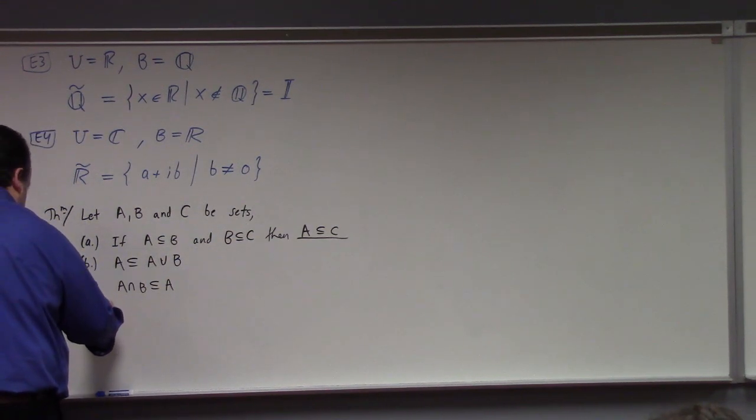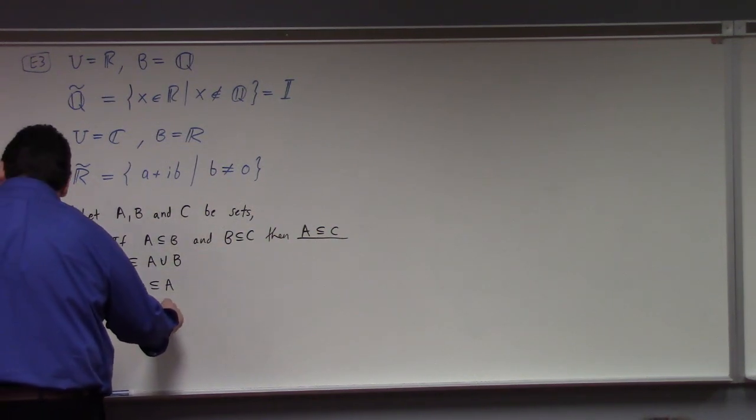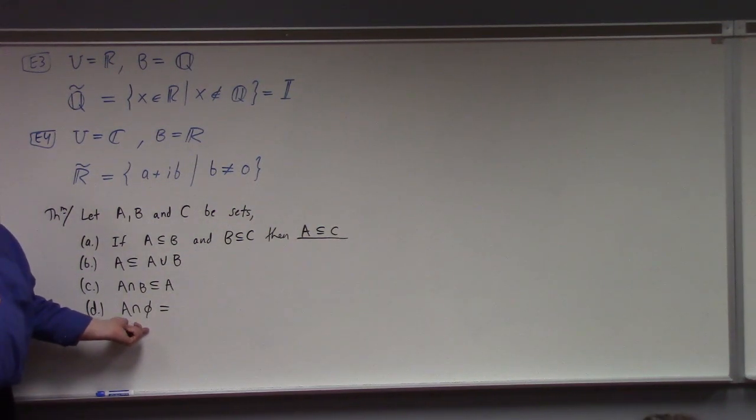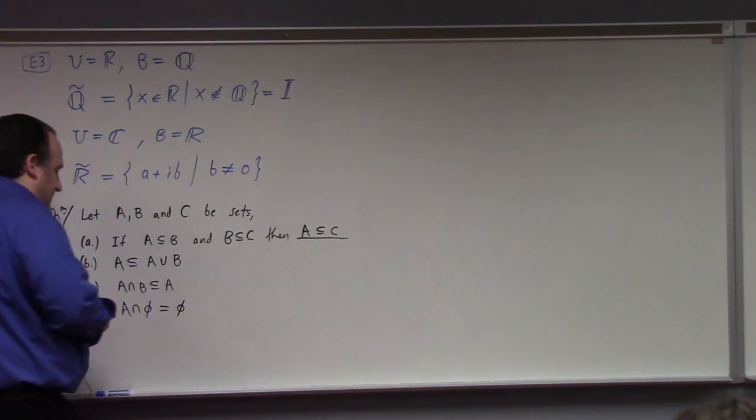Part D, what do you guys think the intersection with the empty set is? What would it take for an element to be in this set? In order for an element to be in the intersection of A and the empty set, that means the element is in both A and the empty set by definition. Is there any such element? No, there's no element in the empty set. So it's pretty clear that that's equal to the empty set.